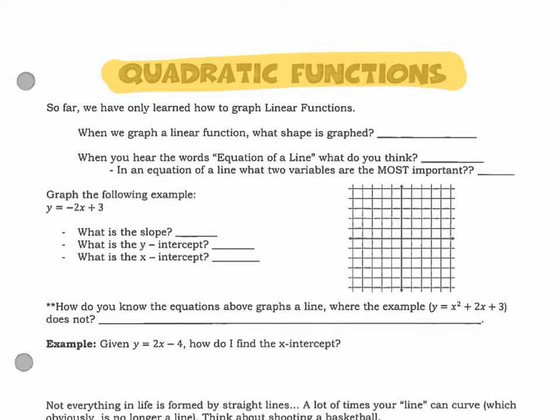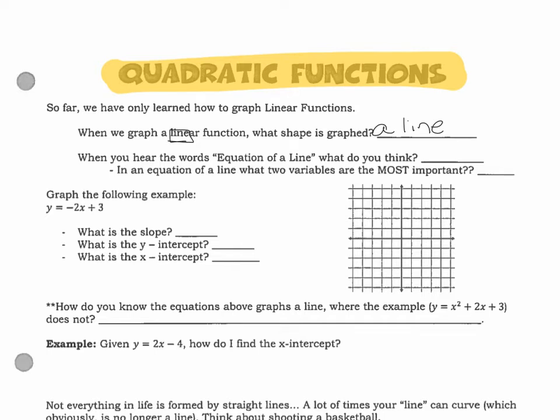It says, so far we've only learned how to graph linear functions. That's the only thing we've learned how to put on a coordinate plane other than just plotting a bunch of random points. When we graph a linear function, what shape is formed? That shape that's formed is a line. The word line is hiding in a linear function.